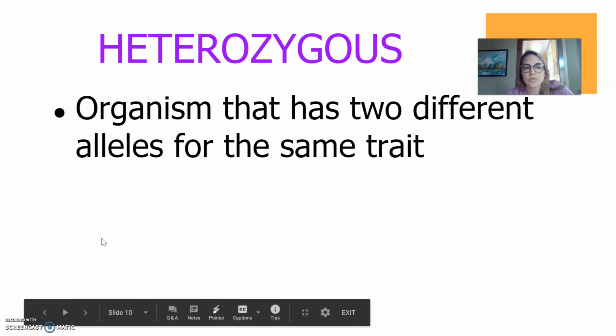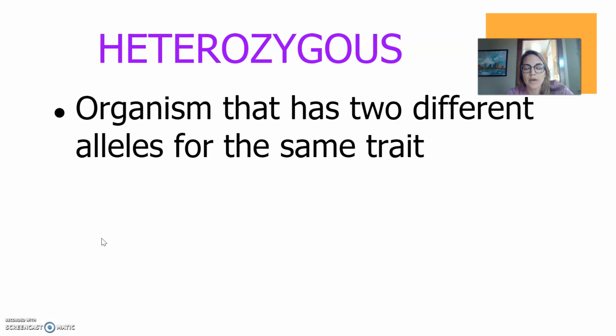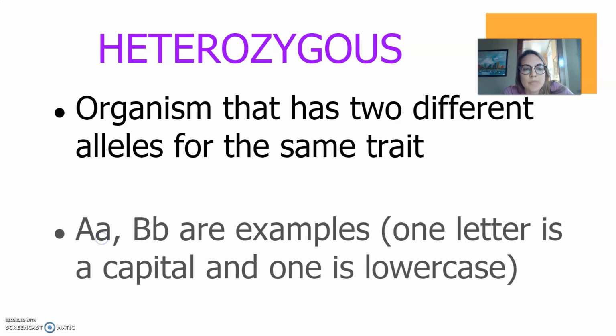Heterozygous means you got two different alleles from a parent. And that's when we have to investigate which allele is going to be stronger or be more dominant. A heterozygous genotype would mean a capital letter and a lowercase letter. So it means that the version of the trait that you got from the mom and the dad are not the same.